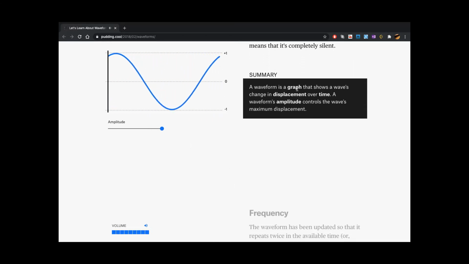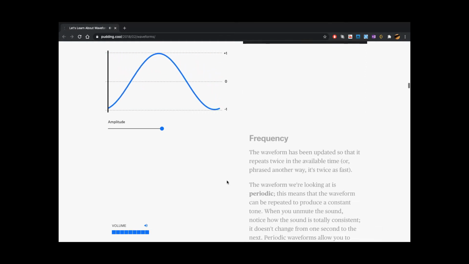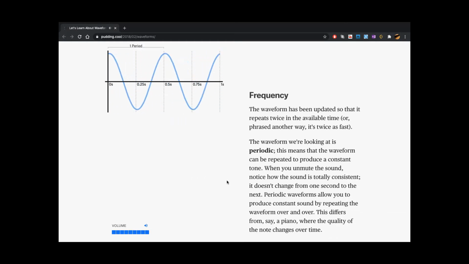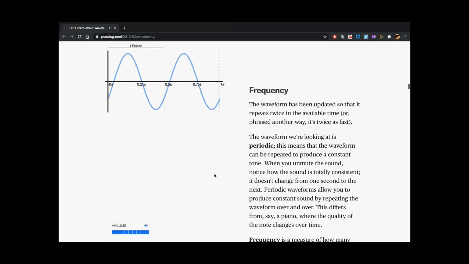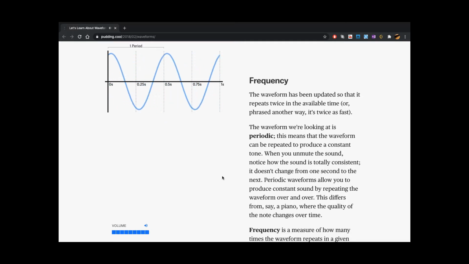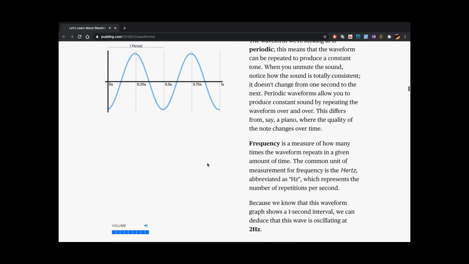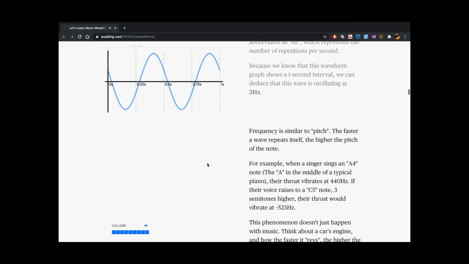So, summary: a waveform is a graph that shows a wave's change in displacement over time. The waveform's amplitude, the height, controls the wave's maximum displacement, which you hear as the volume. Now the next concept is frequency. What is this concept of frequency? Frequency means periodicity: how many cycles there are in 1 second of the waveform. The unit of frequency is hertz.